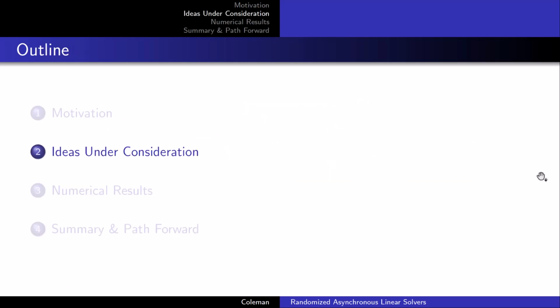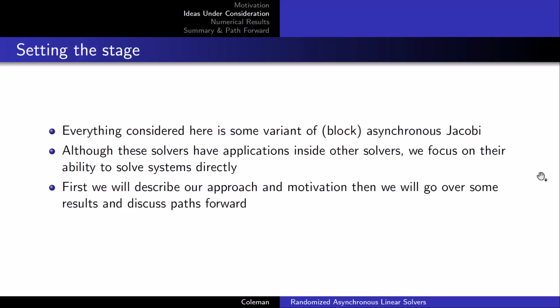Okay, so now I want to get into what we are considering. How are we looking at solving this juxtaposition problem? To set the stage, everything we're considering is some variant of block asynchronous Jacobi. So we're taking our large linear system and cutting it up into blocks, which effectively is almost rows. And we're taking each chunk of rows and executing them asynchronously. Each processor will work on one block of rows at a time, but it doesn't have to wait for the other processors to finish. Once it's done, it can go and grab another set of equations to solve.